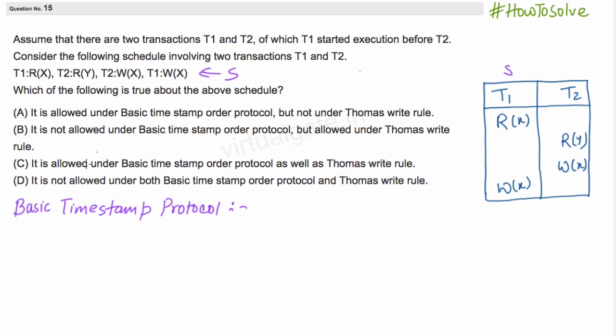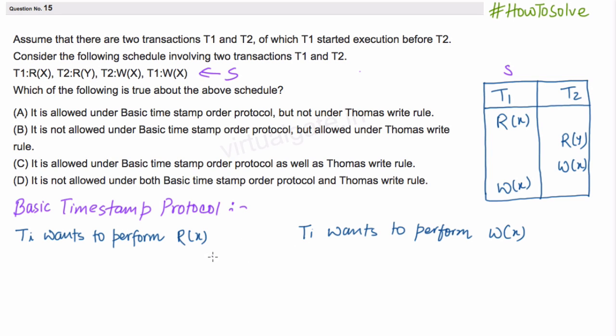We may have two conflicting operations: the case when a transaction Ti wants to perform a read operation on a variable x, and the second case when transaction Ti wants to perform a write operation over the variable x. So basically we have three kinds of conflicting operations: write-read, read-write and write-write. Except read-read, the other three combinations are conflicting operations.